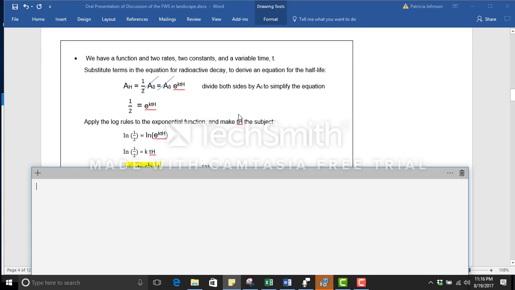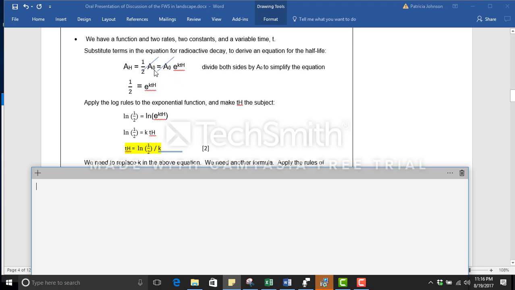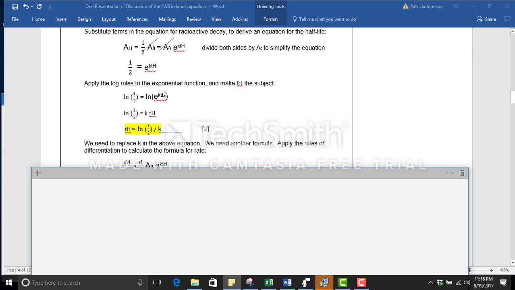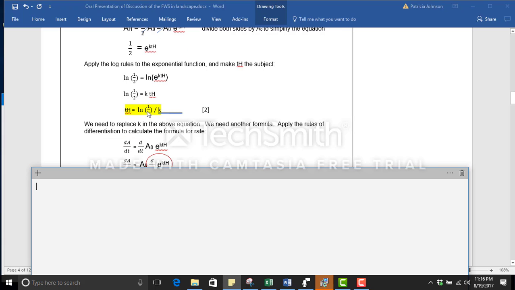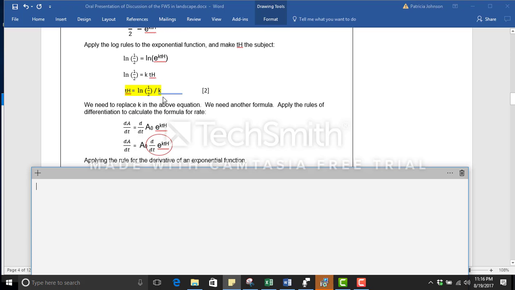Let's try to determine an equation for the half-life by substituting into our radioactive decay equation. At the half-life, 1/2 of the original substance remains. We divide both sides by A naught to simplify the equation. We take the logarithm of both sides of our algebraic equation here to extract TH. And we make TH the subject of our algebraic equation to solve for TH in terms of K. Now we need a value of K in order to solve for a numeric value of TH.